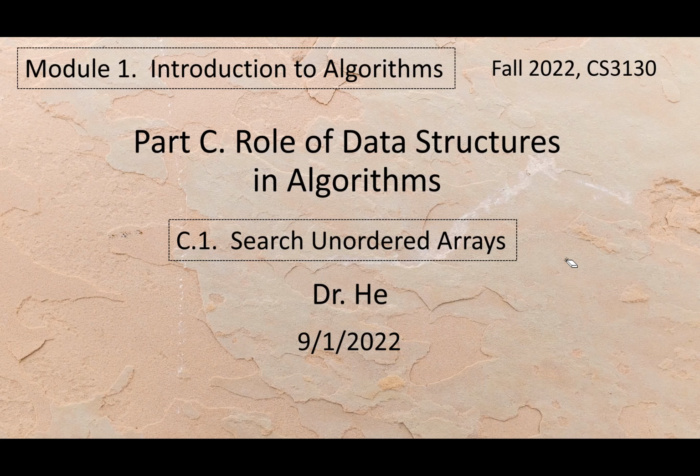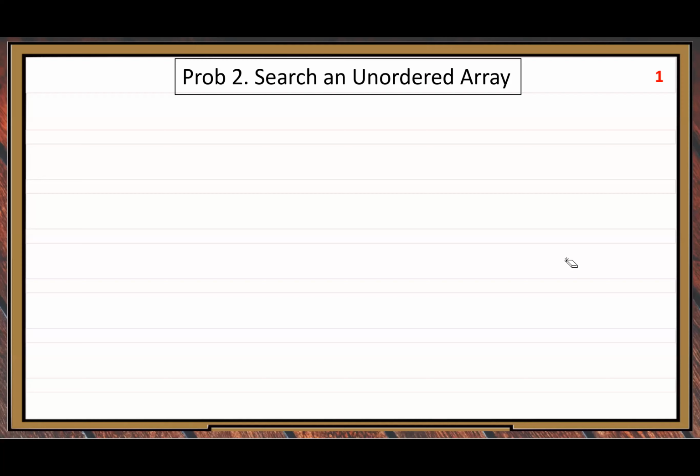All right. Topic C.1, search unordered arrays. This is a very simple problem, also a computing problem. Very simple, but I have several concepts, methods, still we have a lot of things to learn in this part, in this subtopic. Let me call it subtopic. All right, let's start. Our problem number 2, search an unordered array.